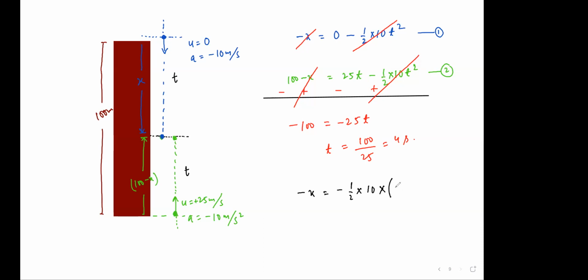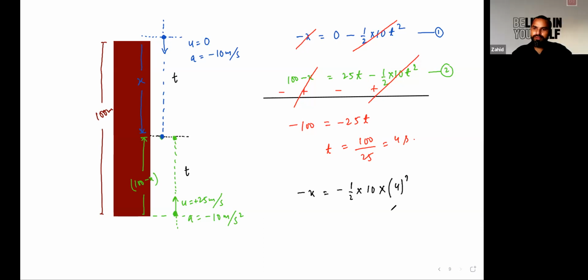It will be positive. T is equals to 4 seconds. So 2 5s, minus minus cancel out. So x would be 5 times 4, 4 16, 80 meter. So from top it is at 80 meter, or from bottom it is just 20 meter.